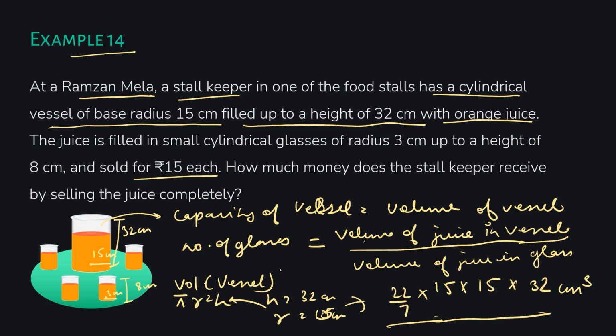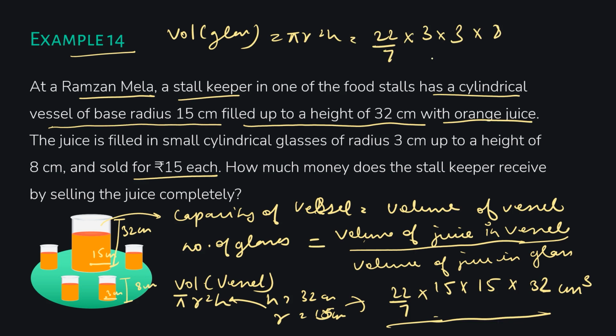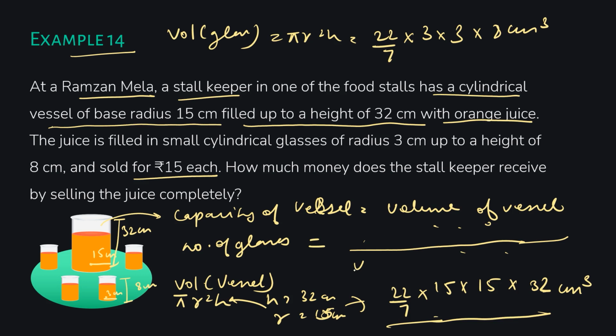Now moving on to the volume of the glass. The glass is also cylindrical, so we'll have πr²h, which is 22/7 × 3 × 3 × 8, where r is 3 and h is 8. When we calculate it, we'll also leave it like this and just add the unit as centimeter cube. Now to find the number of glasses, we'll put in the values.